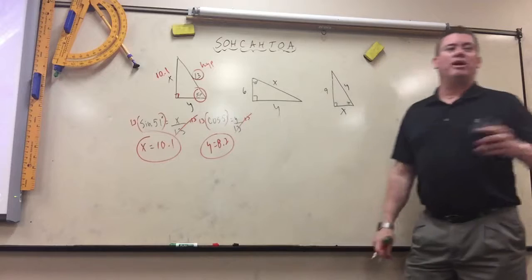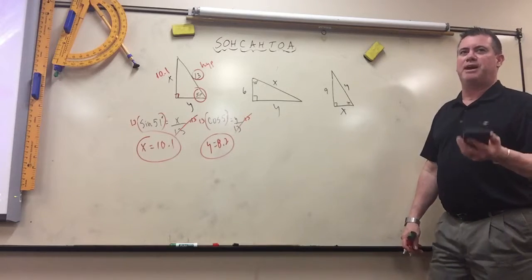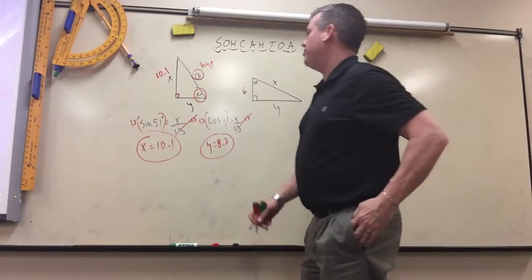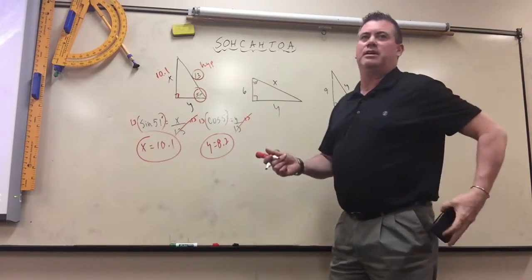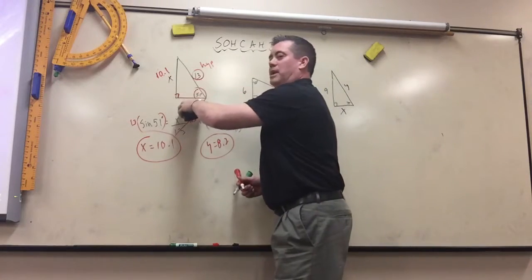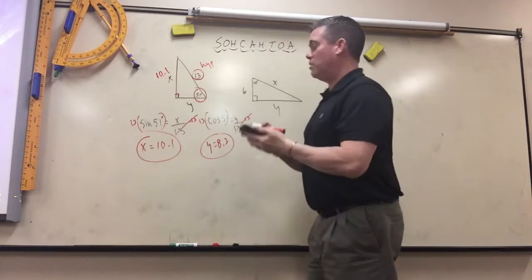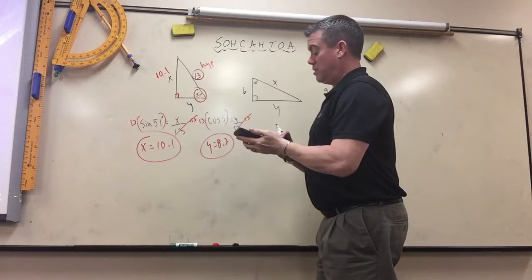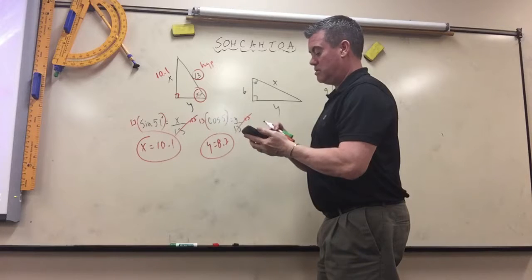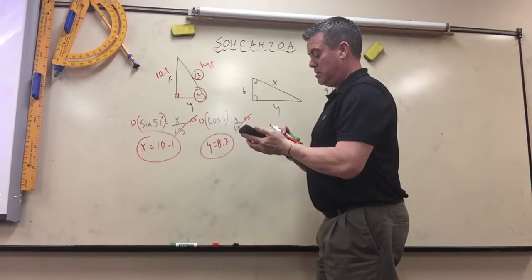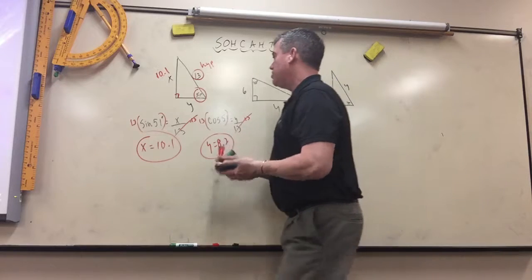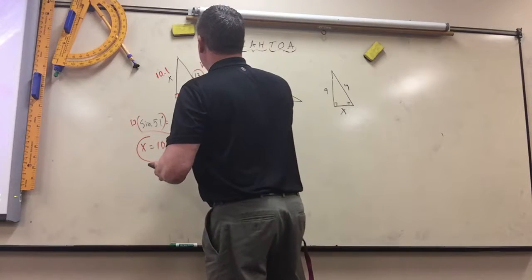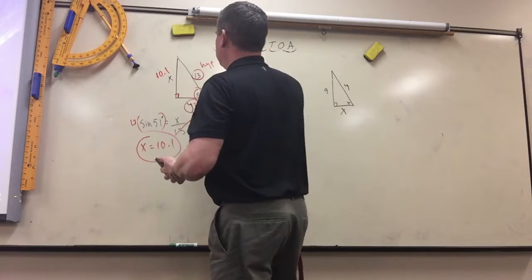Now, the other way that you can do this, which is fine, is the Pythagorean theorem. Since you know two sides, you could just punch it in your calculator. Remember, if you're looking for a leg, you square them and subtract them and square root it. So 13 squared minus 10.1 squared, and you get the same answer, 8.2. It's a little quicker doing it that way.